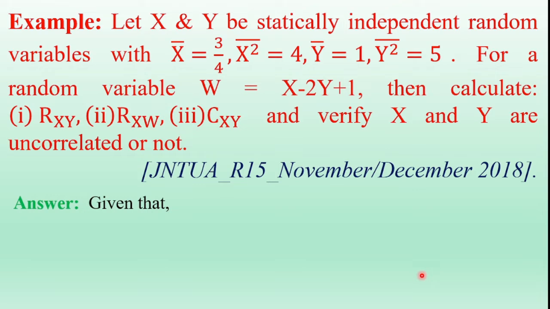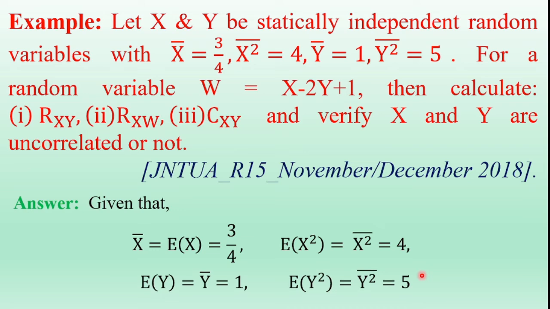Coming to the solution, given that capital X and capital Y are statistically independent random variables, the mean value of X is 3/4, the mean square value of X is 4, the mean value of random variable Y is 1, and the mean square value of random variable Y is 5. So first calculate the correlation between random variables X and Y.